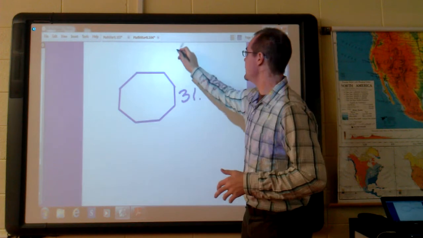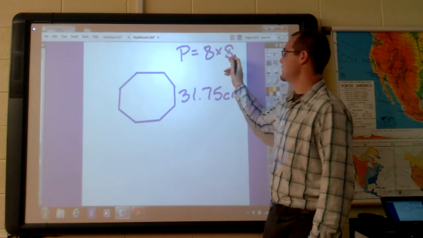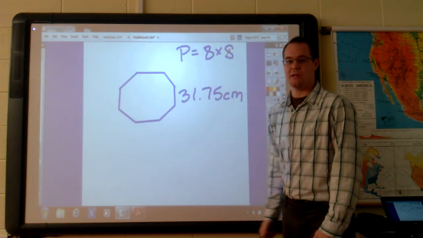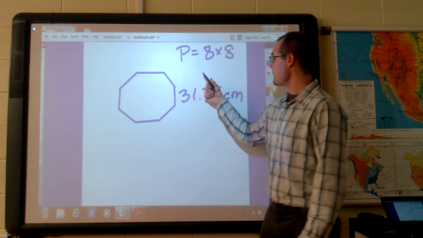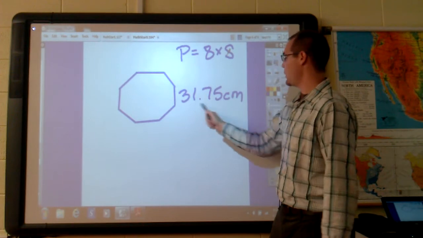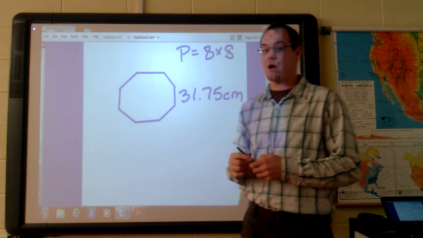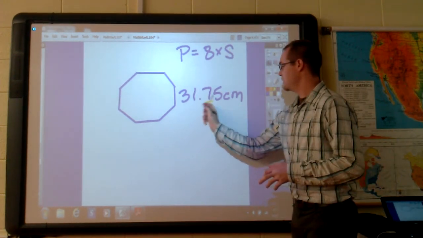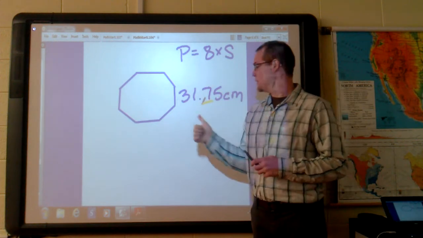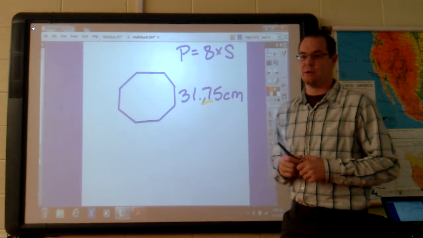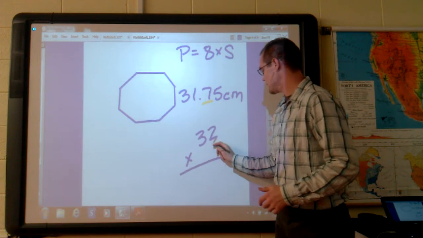So the perimeter of an octagon will equal 8 times, I'm going to write S, that represents the side. 8 times a side, you only have to multiply it by one of them. Now if I wanted to find the exact perimeter, I would take 8 sides multiplied by one of the sides, 31 and 75 hundredths centimeters. But because I don't need the exact, I can round. So I'm going to round to the nearest 1. And this 7 is greater than 5, so I round up to 32. I don't round down to 31. So I'm going to write 32 multiplied by 8 sides.